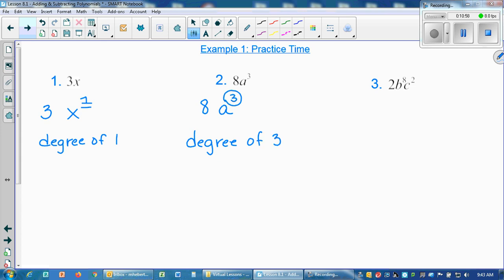For a third one, we have a coefficient of 2. We have the variable b to the 8th power, the variable c to the 2nd power. To define the degree of a monomial, remember, it is the sum of the exponents. So my first exponent is 8. My second exponent is 2. Sum means to add. 8 plus 2 is 10. So this would be a degree of 10.